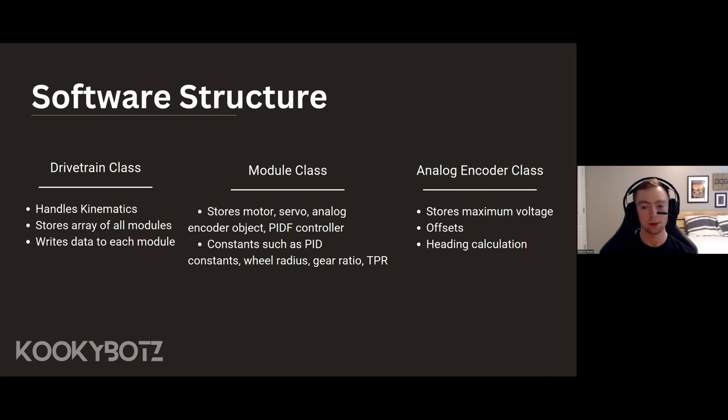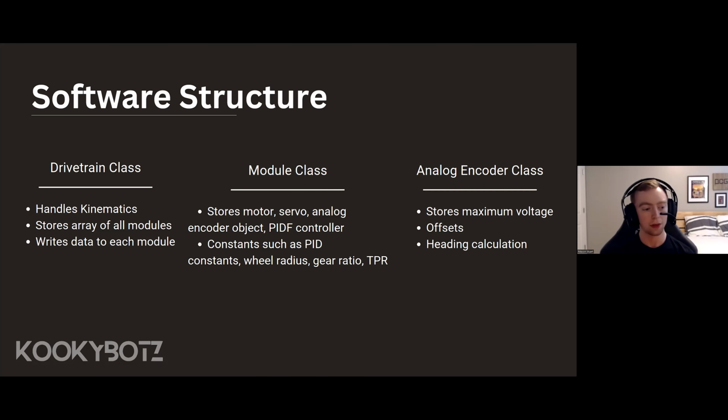And lastly, the absolute analog encoder class. This class stores the maximum voltage returned by your encoder. In the case of a Plus series Axon servo, that would be 3.3. With a Lamprey, I believe that's a 2.3. A few other values that we like to store in here are the offset, which is useful for just tuning the modules to make sure they're all straight. Whether or not you want your module inverted, your readings inverted.